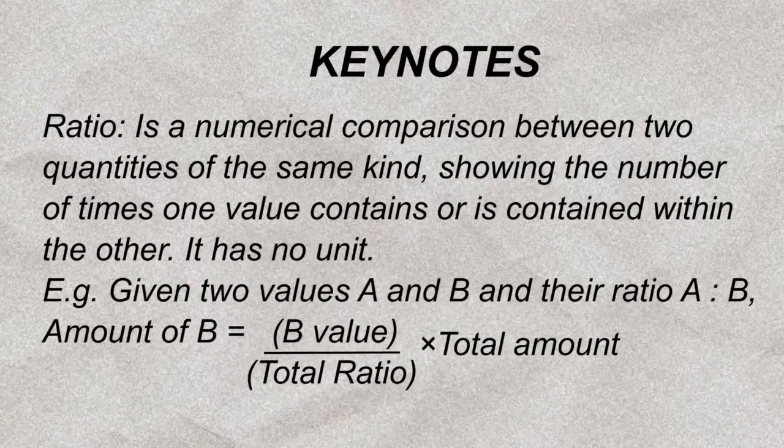Fourthly, we are going to consider the ratio. The ratio is a numerical comparison between two quantities of the same kind, showing the number of times one value contains or is contained within the other, and it has no units. For example, given two values A and B and their ratio A to B, the amount of B will be equal to the B value over the total ratio times the total amount.